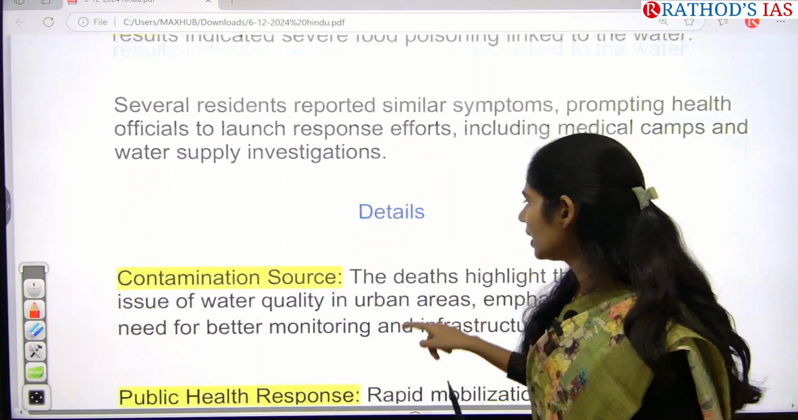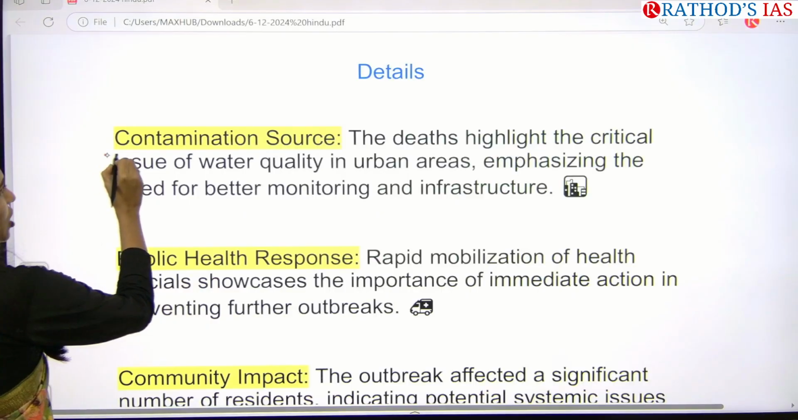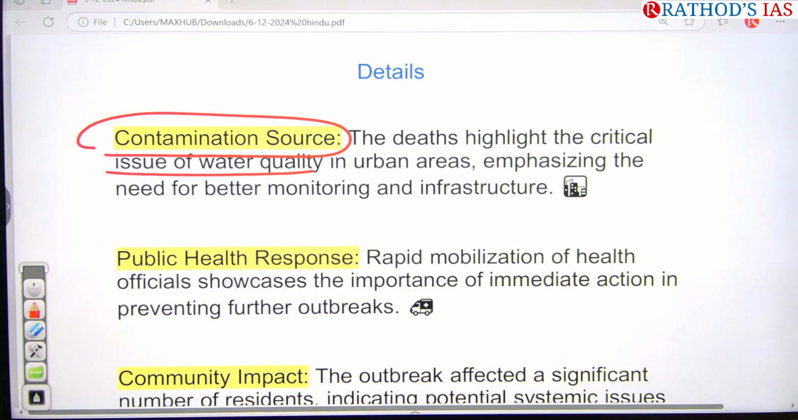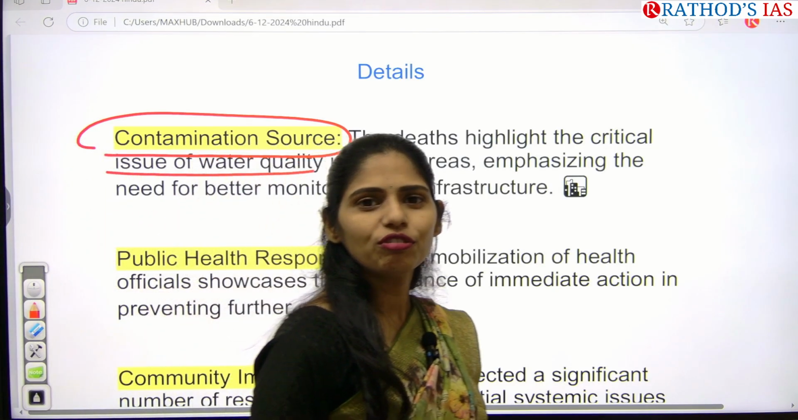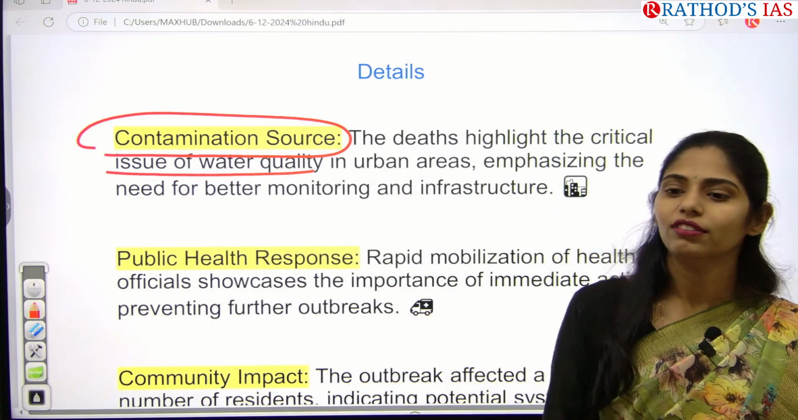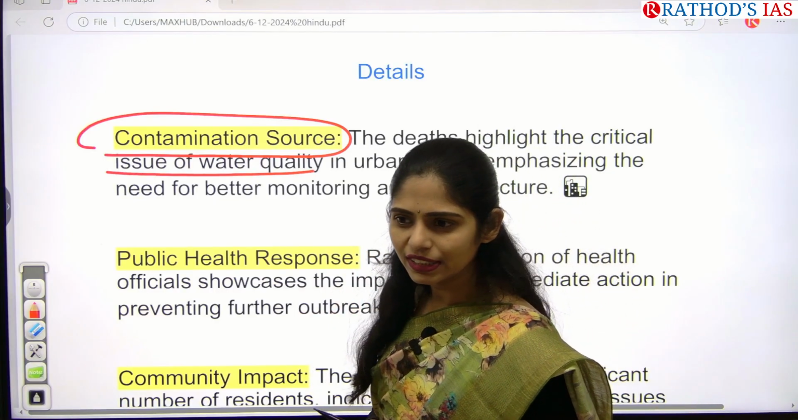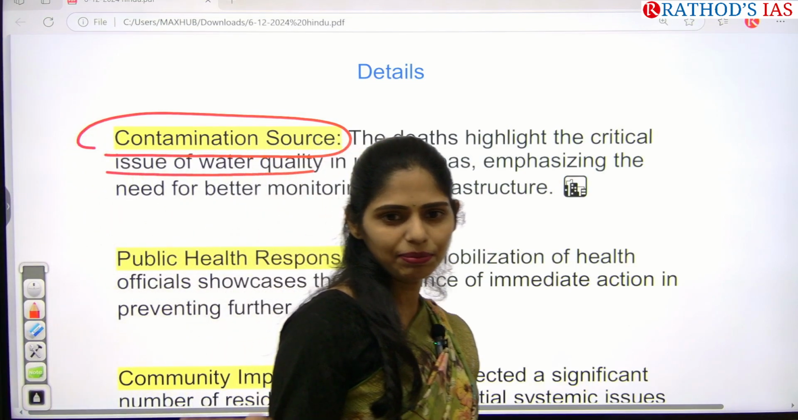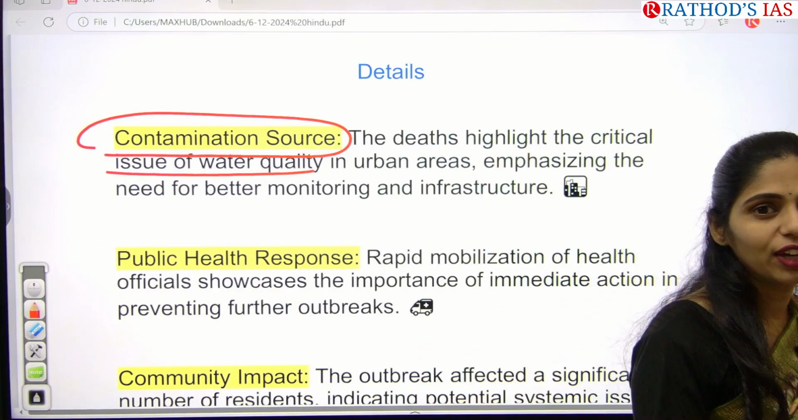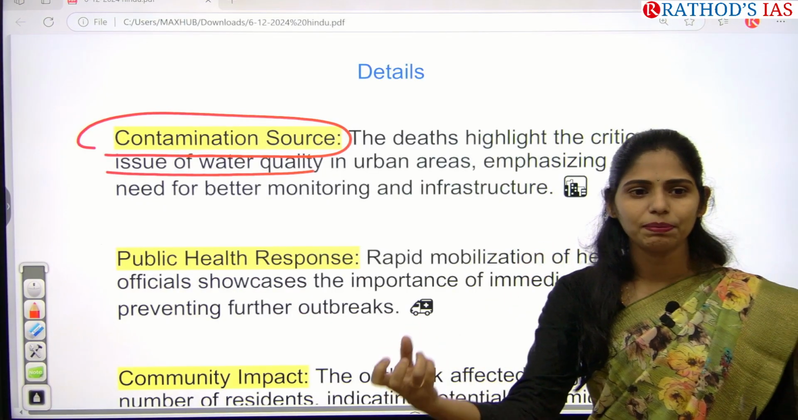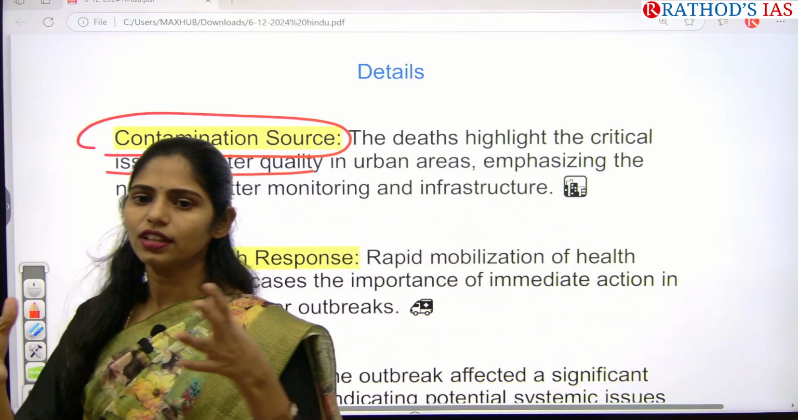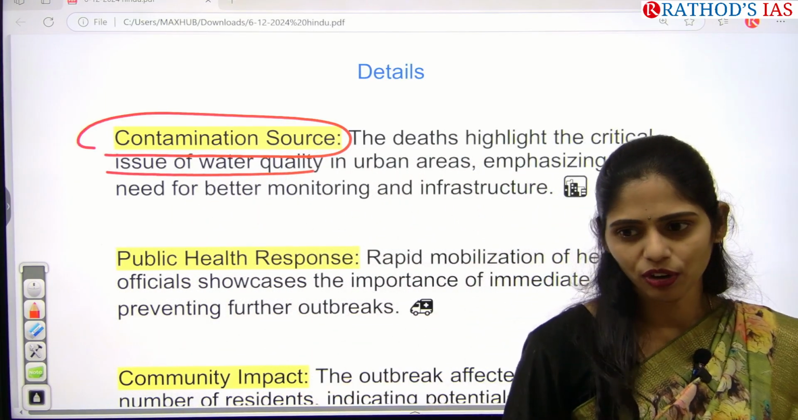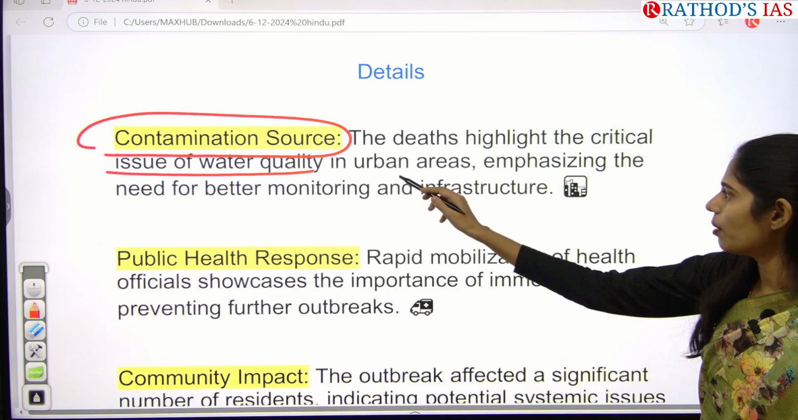If you see the key important points, one is the contamination source. These deaths highlight that the issue is with water quality in urban areas. So what is the problem in urban areas? Do we have proper wastewater management? No. Do we have solid waste management? No. Because of all these things, if we are throwing litter anywhere, we are creating dumping sites. In these dumping sites, rotting and decomposition everything will seep into the groundwater. Whenever we extract the groundwater, store it in a storage facility, and send that water through the pipes, obviously that will lead to contamination. So this is one important problem especially in urban areas.